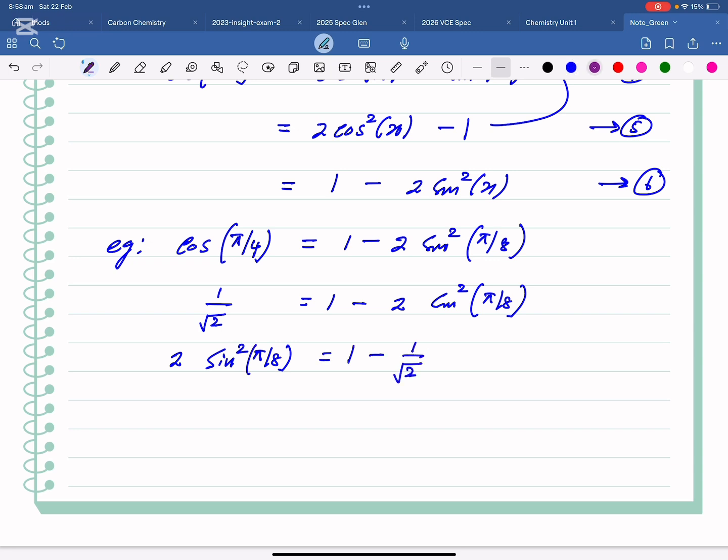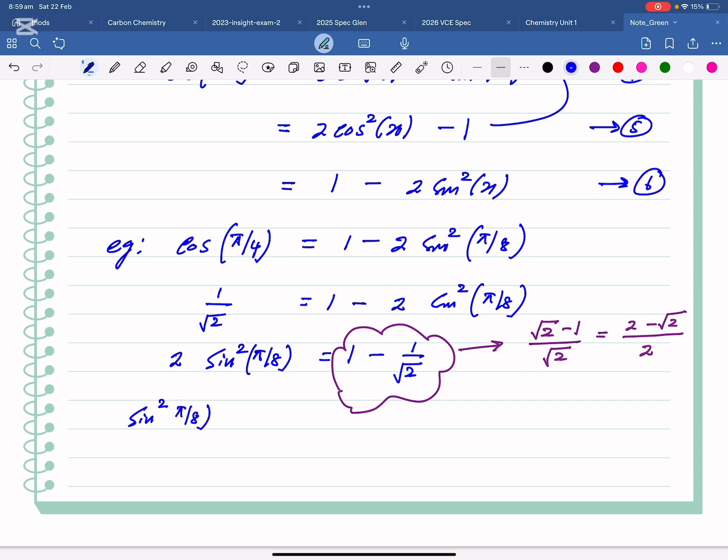Now, if you take this and simplify, it's going to be square root 2 minus 1 divided by square root 2, right? If you want, you can rationalize it. So it's going to be 2 here, and this is going to be 2 minus square root 2. Now you can cross multiply these two. So you get sine squared pi divided by 8 is equal to 2 minus square root 2 divided by 4.